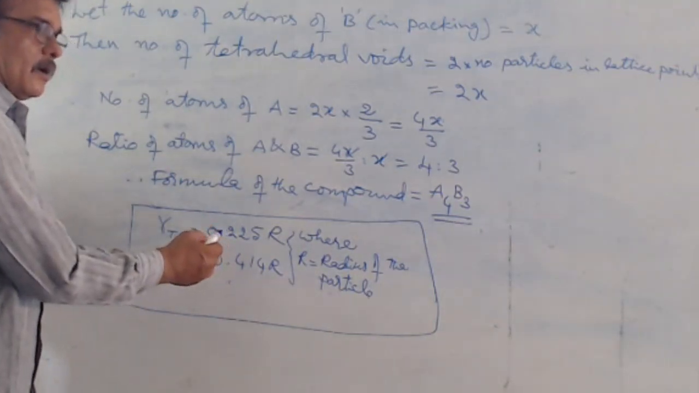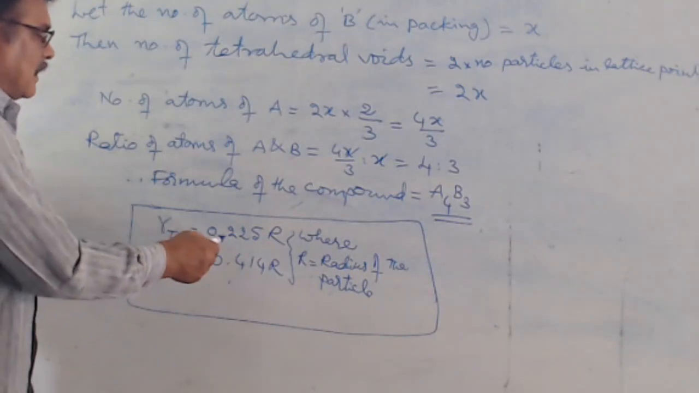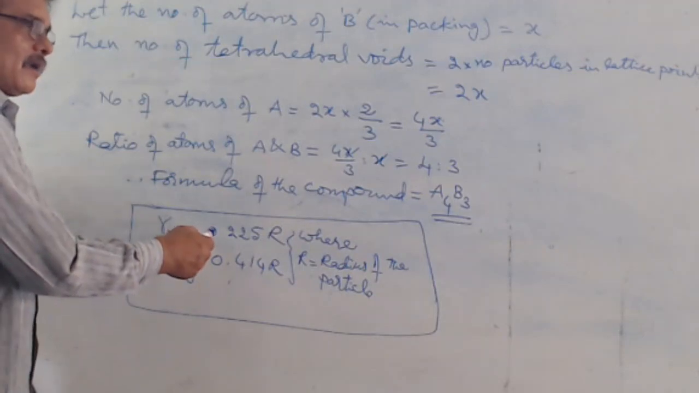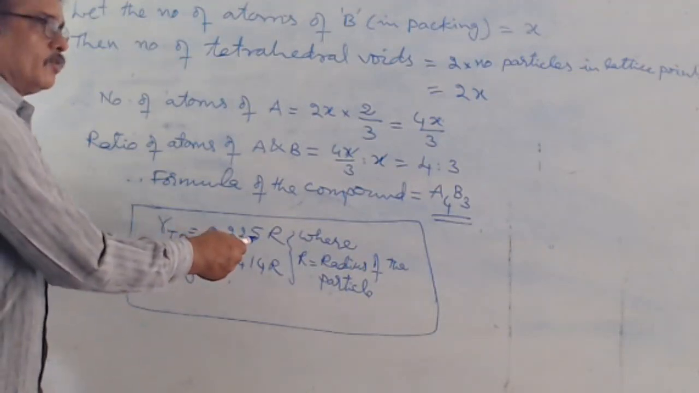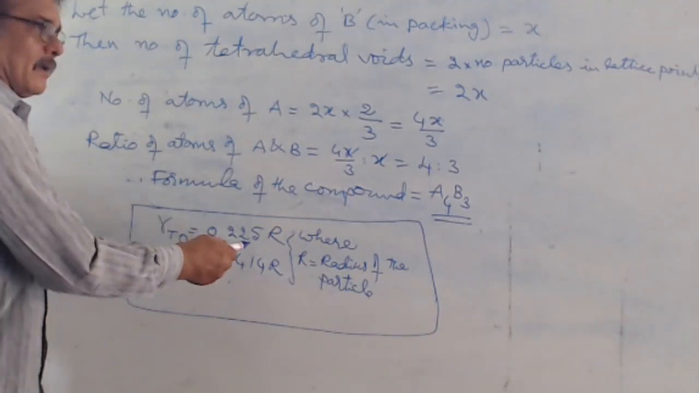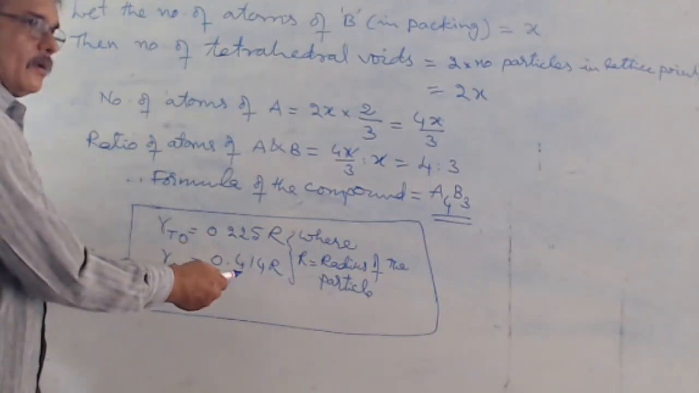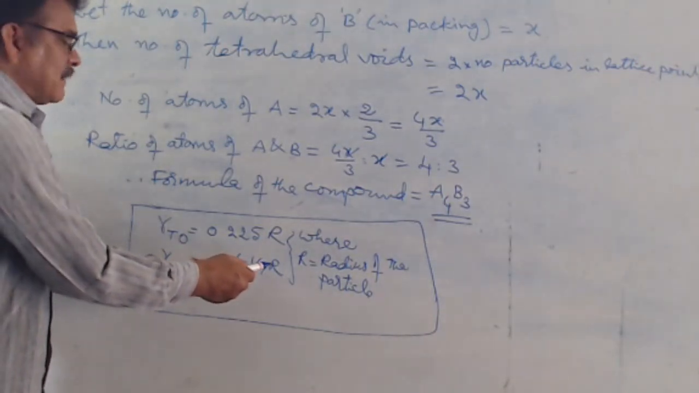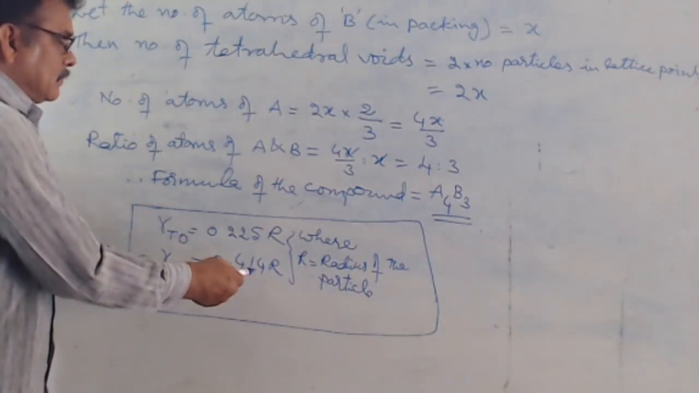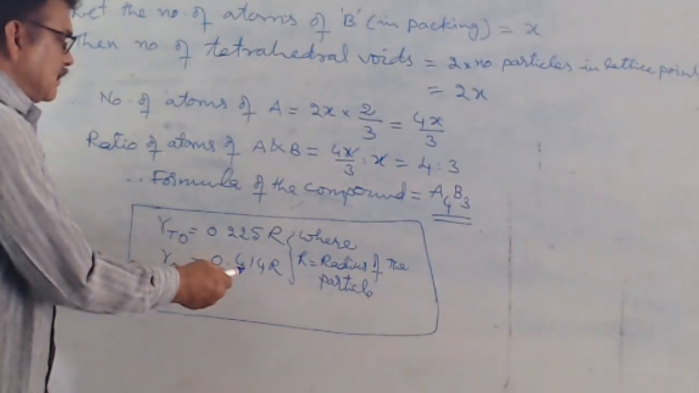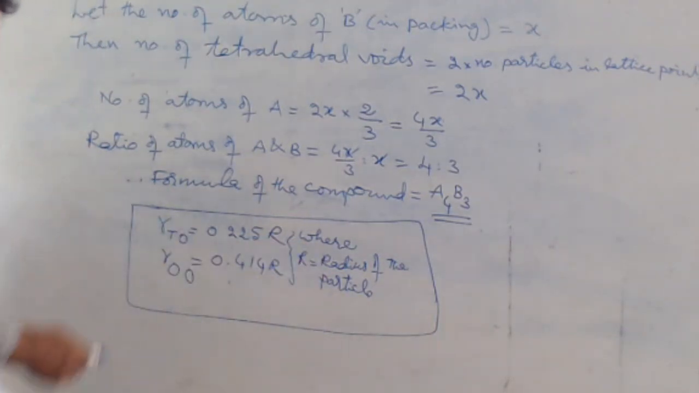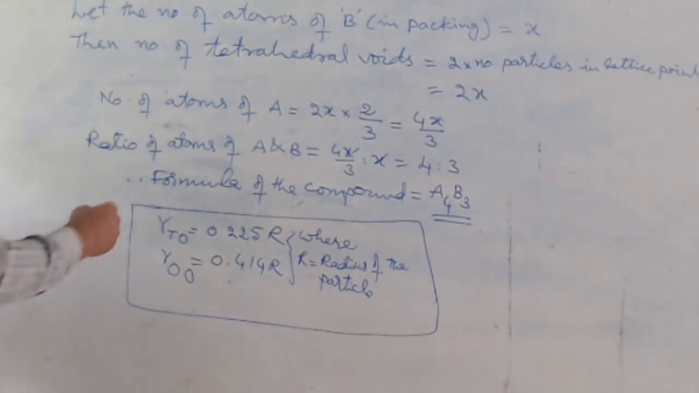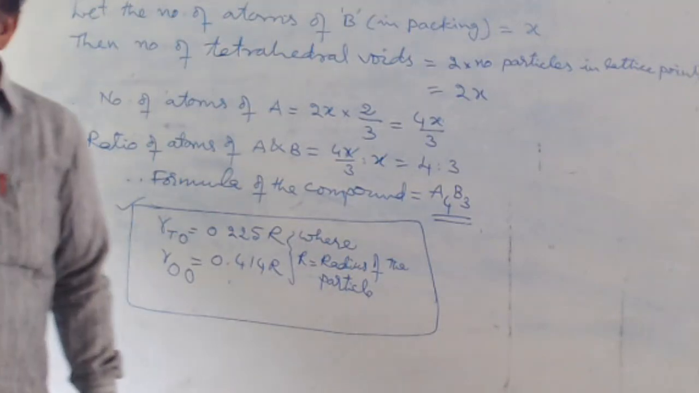You can remember that for tetrahedral shape, the radius ratio r by R is equal to 0.225 to 0.414. So you can remember like this. Similarly, for octahedral shape, the radius ratio will be 0.414 to 0.732. So we can take the lower limit, which is multiplied by the radius of the particle. So these are the formulas which are useful for IIT JEE and NEET. You also have to remember these formulas. Okay, thank you.